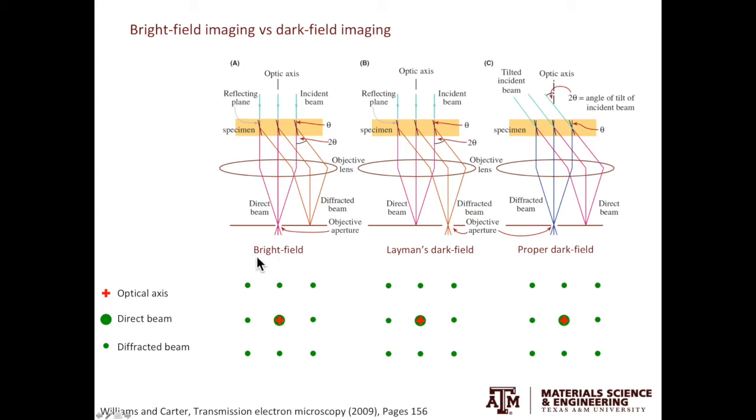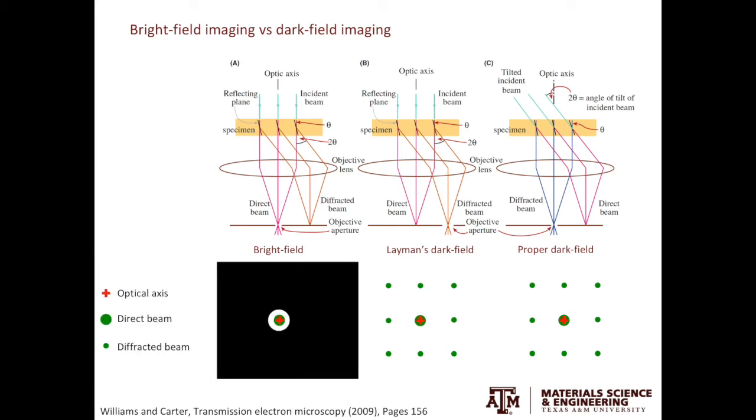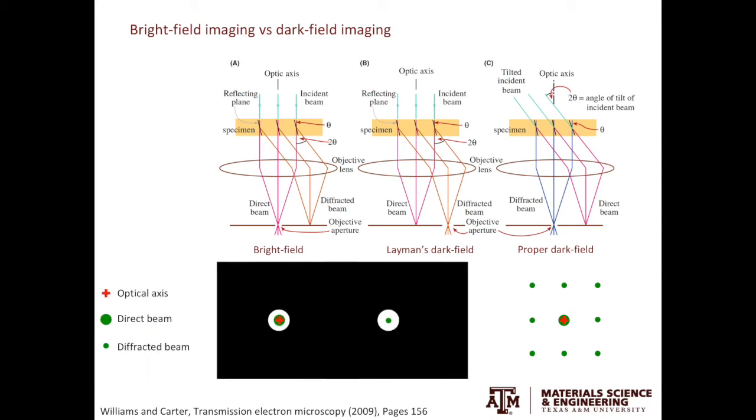To form a bright field image, all we have to do is to insert the objective aperture to only allow the direct beam to form the image. What if we want to form a dark field image using one of the diffracted beams? The layman's approach is to insert the objective aperture and form the image only using that diffracted spot. However, this approach doesn't give you the optimum results. The reason is that for the instrument alignment, we align the beam along the optical axis. In this case, the image formed is from the diffracted beam, and the diffracted beam is not aligned along the optical axis. I call this approach the layman's dark field.